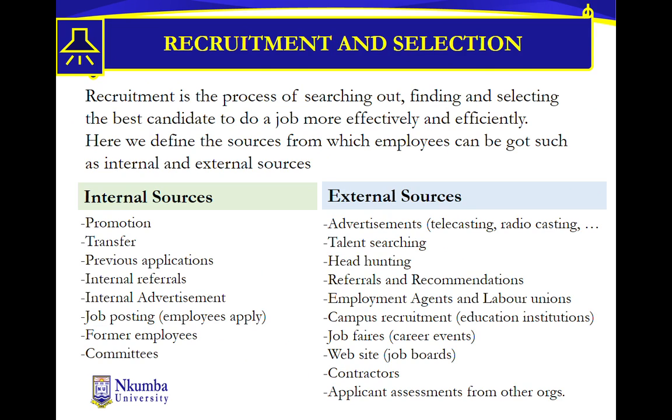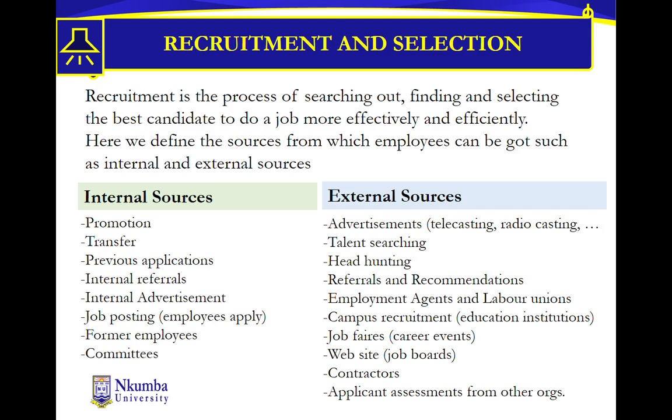Now let us look at the other part called recruitment and selection. Recruitment is a process of searching out, finding and selecting the best candidate to do the job, and doing it more effectively and efficiently. Here we define the sources from which employees or staff can be got, and those sources can be both internal and external. We want to get employees, but where specifically can we get them? Can we source internally, or can we go externally and have the staff? So all this process is what we are calling recruitment.